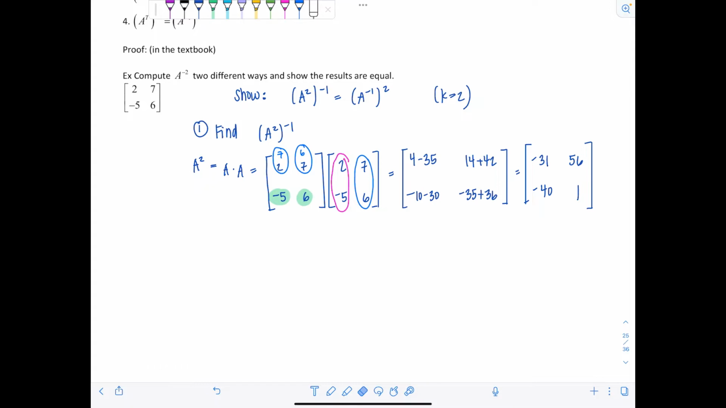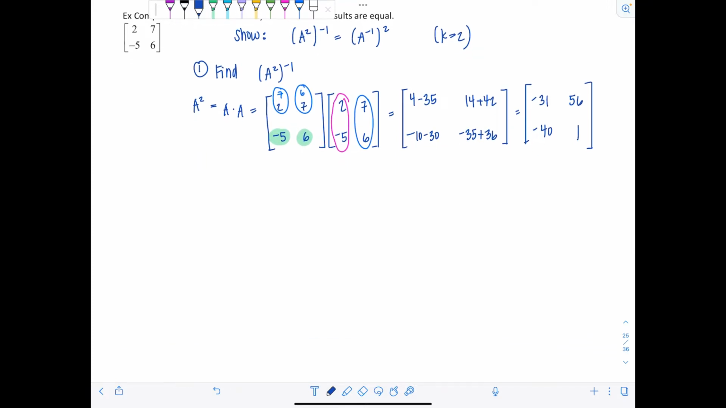I'm not done though. I need to now find the inverse of this matrix. So we've studied how to do this. We're going to write out A squared. And then on the other side, put the identity matrix, size 2 by 2, transform A squared until it's the identity matrix. And then on the right, I'll have the inverse. So let's see what we've got going on right now. We've got negative 31, 56, negative 40, and 1. And then on the other side, remember, we put 1, 0, 0, 1.